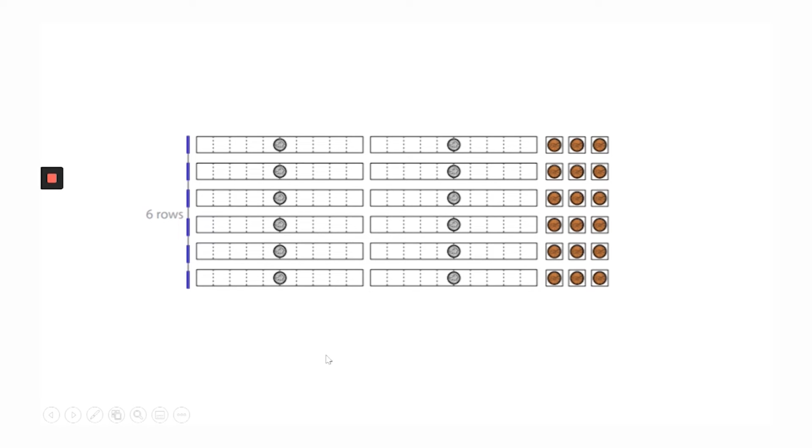And then how do we find the quotient? Well, we placed our linear pieces across the top. 10, 20, 1, 2, 3. 23 cents. $1.38 divided into 6 equal rows is 23 cents in each row.